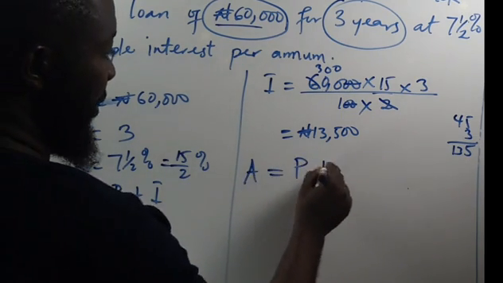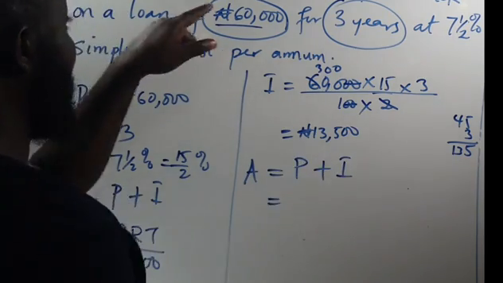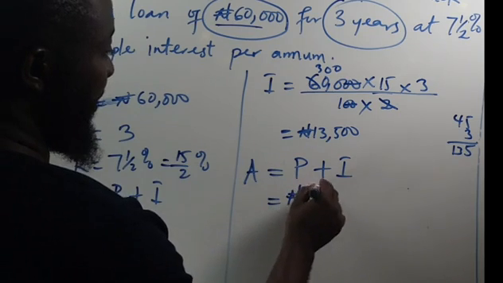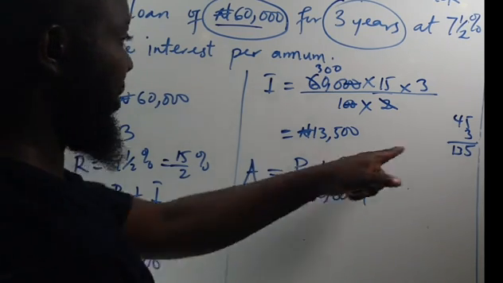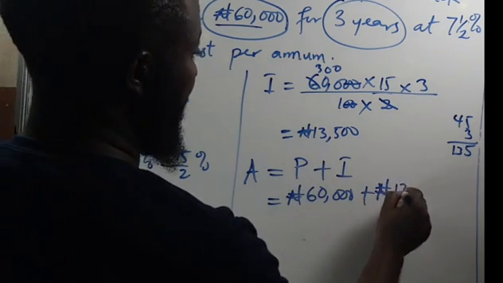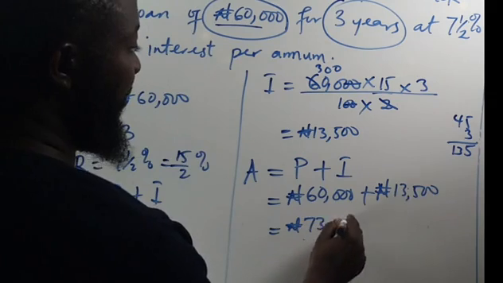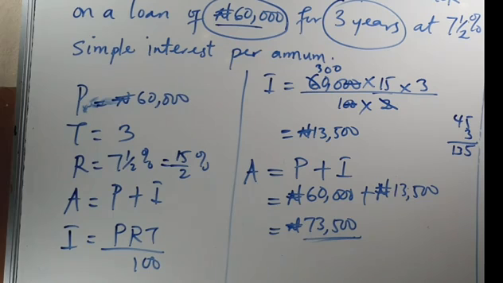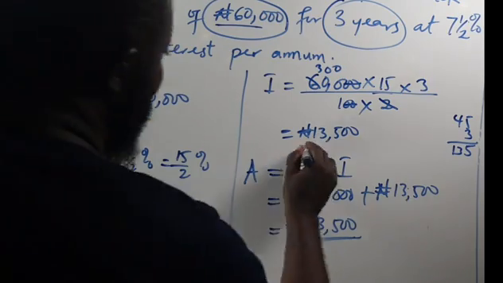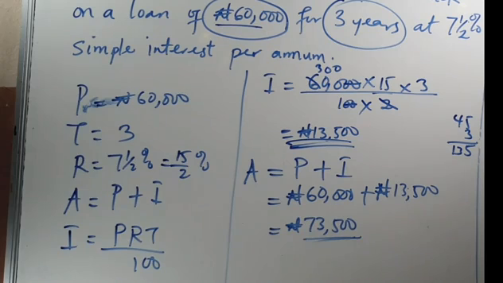So we will need to find the amount, which is the principal plus the interest. The principal here is 60,000 naira, right? Plus the interest we just calculated, which is 13,500 naira. So that gives us 73,500 naira, which serves as the amount we are going to return to the bank at the end of the 3 years, since we have collected the money from them. But the majority of you stopped at the simple interest. If you stop at the simple interest there, you will not get the full answer if it is theory. But if it is objective, you lose the whole mark.